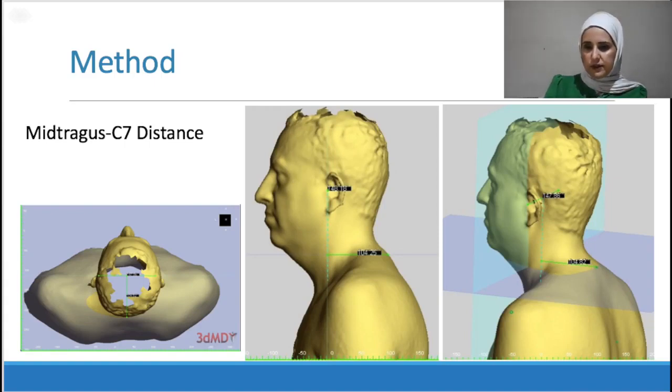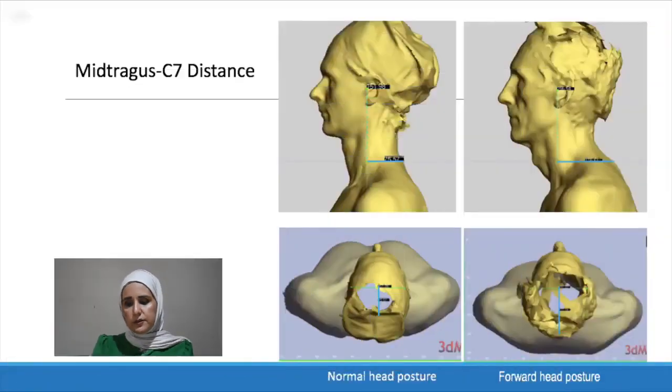And you can see it from the 3D dimension here. This photo shows the difference between normal head posture and forward head posture. You can see how the head sits forward in relation to the body in the forward head posture, while in the normal, the head is aligned with the body. And for the measurements, the Midtragus-C7 distance is shorter in normal than in forward head posture patients.